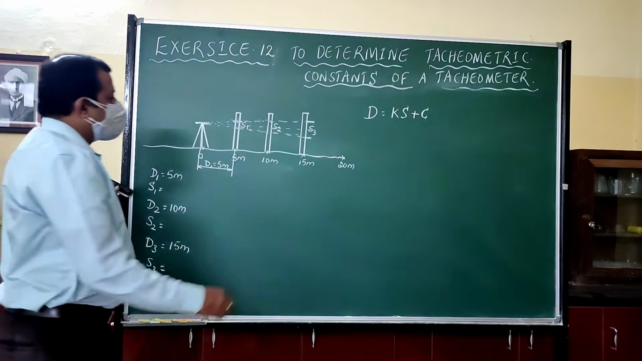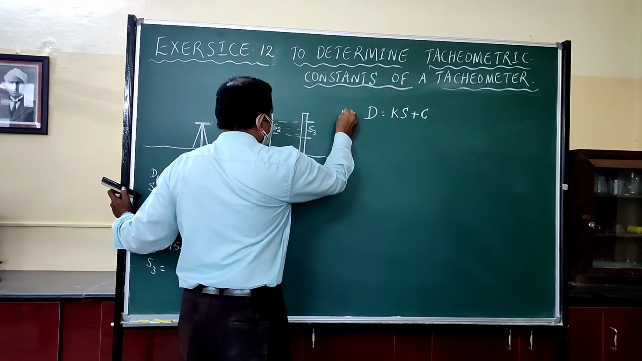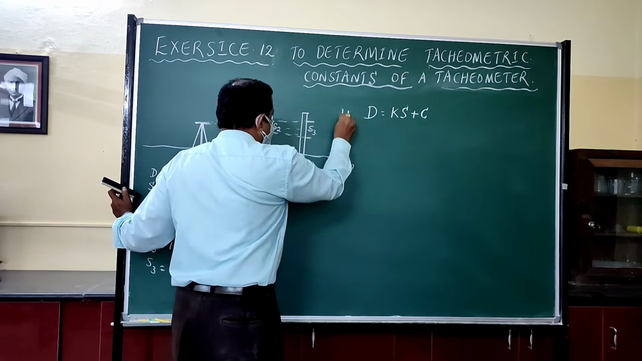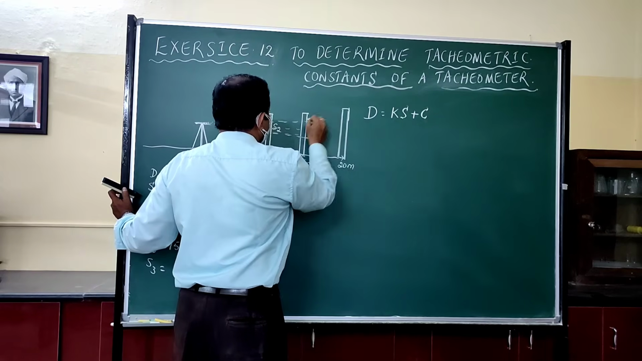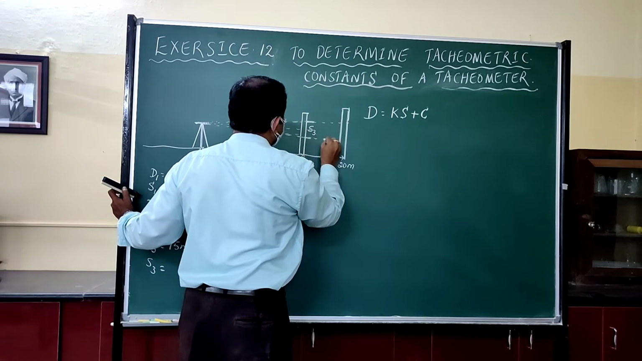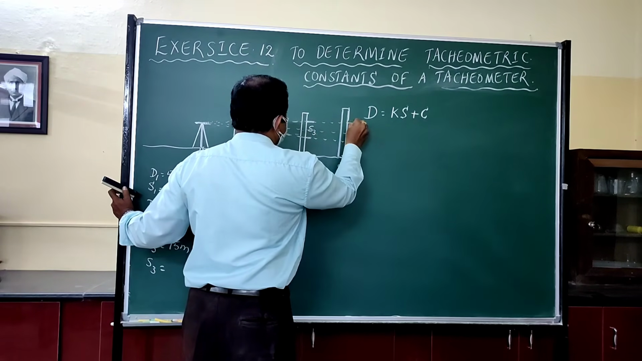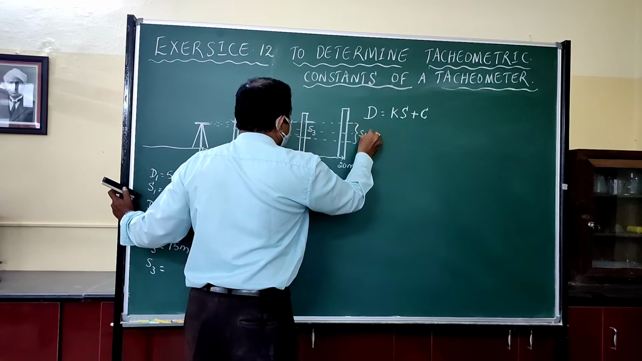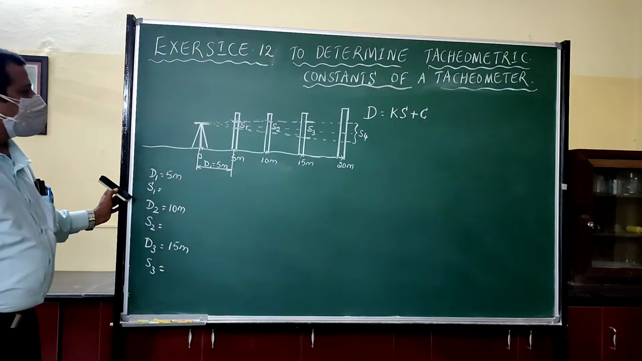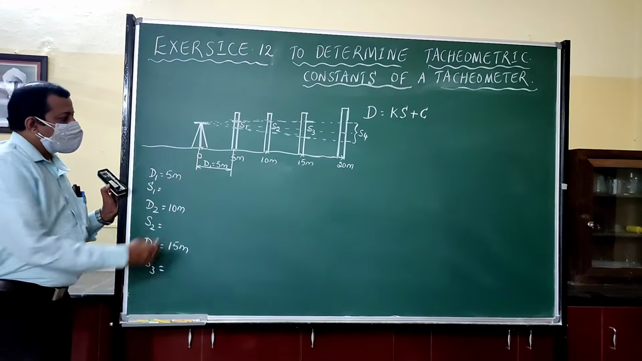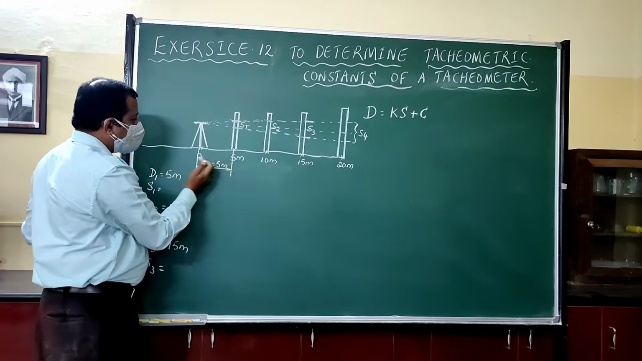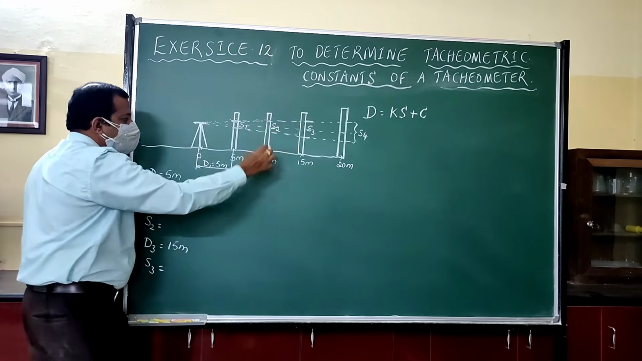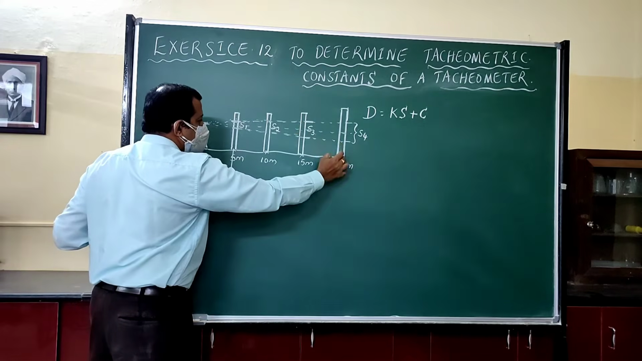Then place the staff at 20 meter. Follow the same procedure: upper stadia reading, lower stadia reading and central crosshair reading. Let this be S4. At different intervals, at 5 meter, note down the staff intercept. At 10 meter, note down the staff intercept. At 15 meter, note down the staff intercept. At 20 meter, note down the staff intercept.